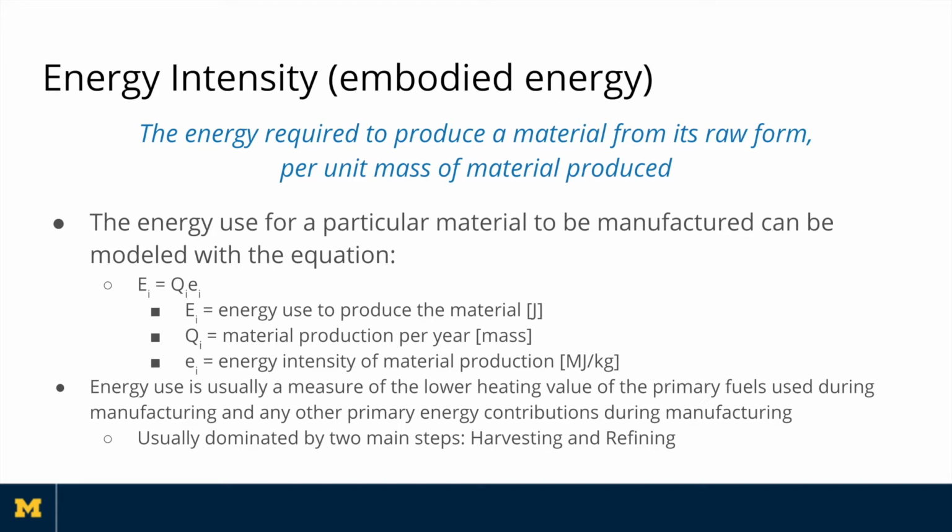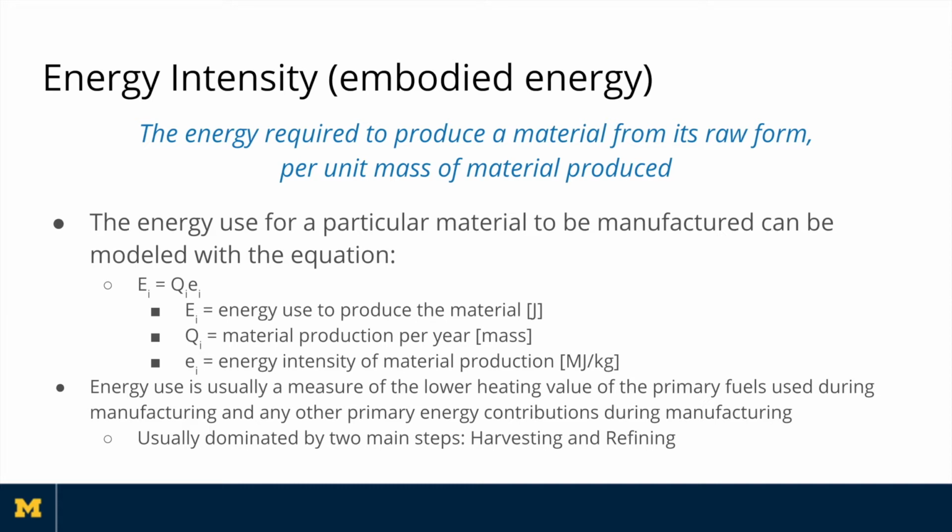It can be represented in the following equation, where the capital E represents the energy used to produce the material, Q is the amount of material produced, and the lowercase e is the energy intensity of the material production. The energy intensity can be measured by the energy used in the manufacturing process of that material. Harvesting and refining of materials are typically the biggest contributors to energy usage.